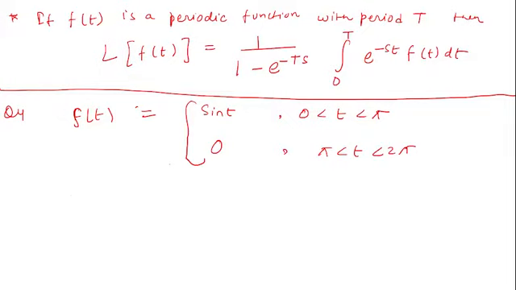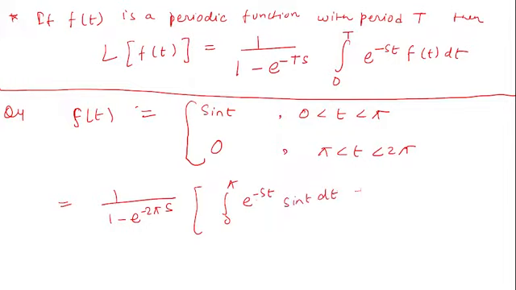Firstly, for sin t, we will write it as 1 upon 1 minus e to the power minus, the period of sin t, you can write it as 2 pi. And the 0 function you can also take as a periodic function. Okay, so here you can take both the periods as 2 pi, since it is a zero function. So it will be written like this: then the integral from 0 to pi of e to the power minus st, here f(t) will be sin t dt, plus the integral from pi to 2 pi of e to the power minus st f(t) dt.